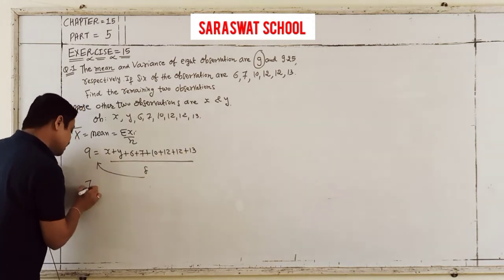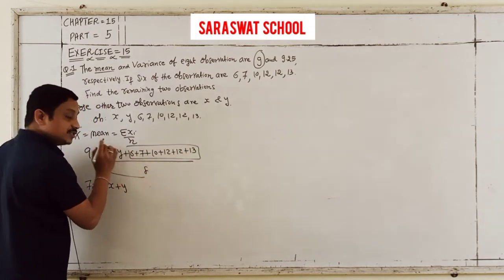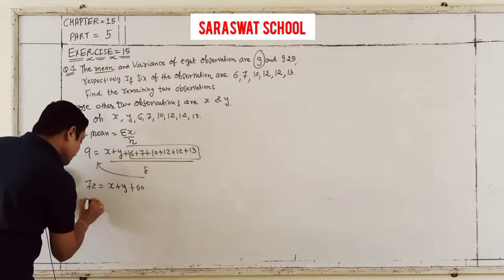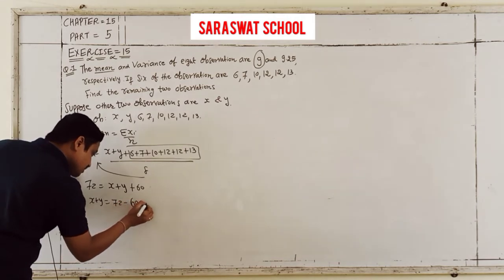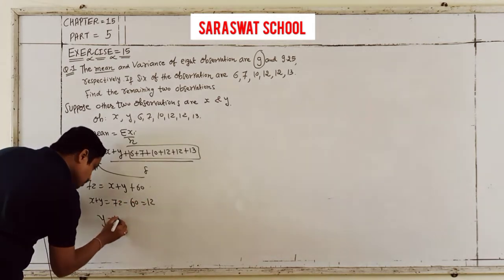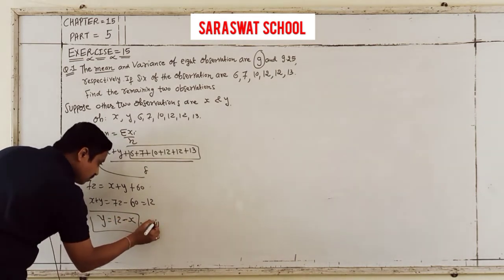8 nines are 72. And the known numbers, if you add them, come to 60. So x plus y is 72 minus 60, which is 12. So y becomes 12 minus x. You get one equation, statement number 1.